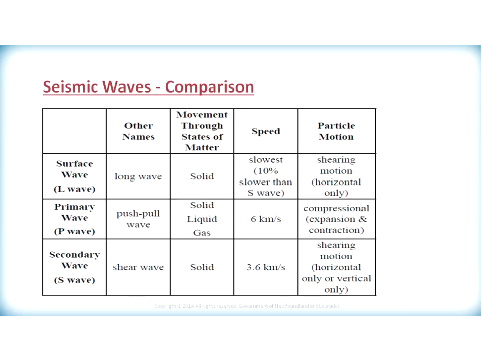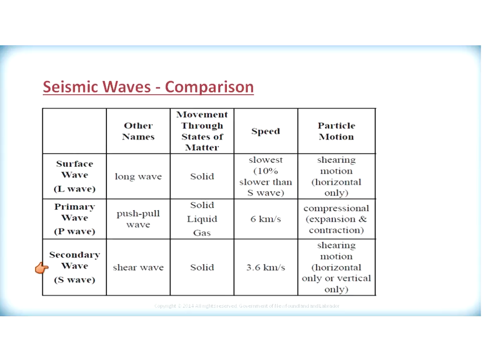When we look at seismic waves and we compare the seismic waves, we can do so by studying the information in the chart below. There are 3 different types of seismic waves. We have surface waves, which are called L waves. We have primary waves, which are called P waves. And we have secondary waves, which are called S waves.